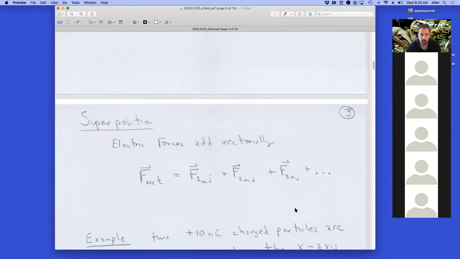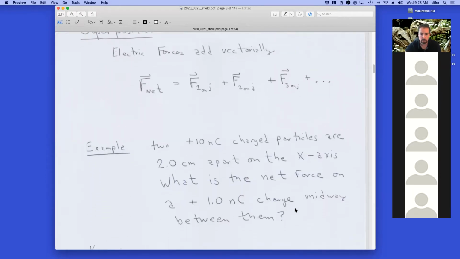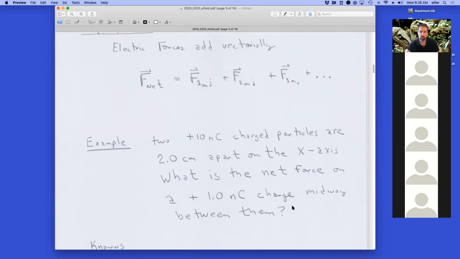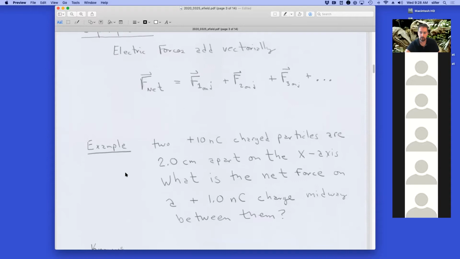So our example: two 10 nanocoulomb charged particles are 2 centimeters apart on the x-axis. What is the net force on a positive 1 nanocoulomb charge midway between them? And we're hitting about the midway point of the lecture. I'll leave this right here so you guys can see it for a moment.